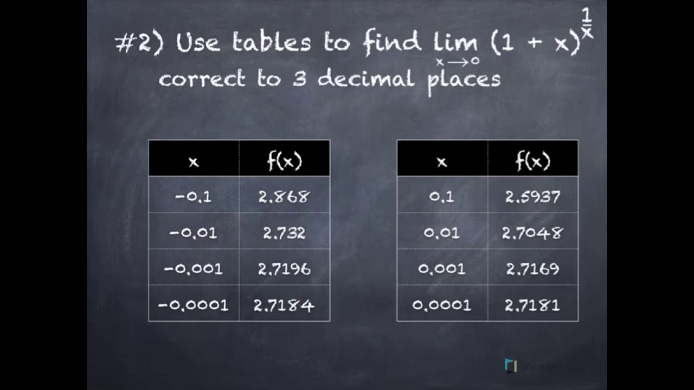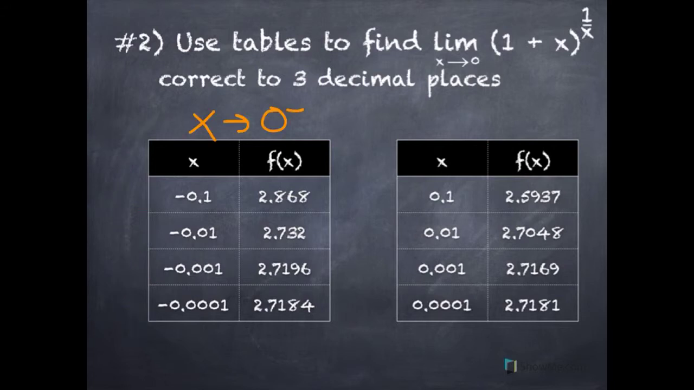And we can see here it says that x is getting closer to 0. So if you look at our table, from the left of 0 on a number line, we got negative 0.1, and then negative 0.01, negative 0.001, and then negative 0.0001. Those x values are getting closer and closer to 0 from the left.